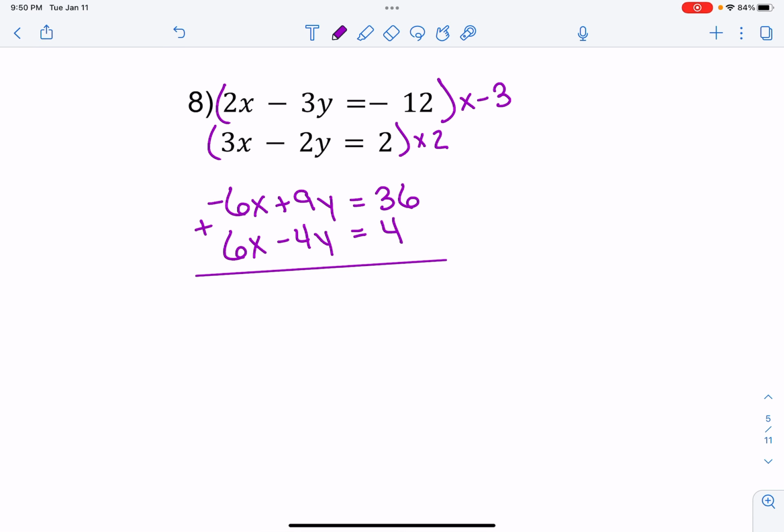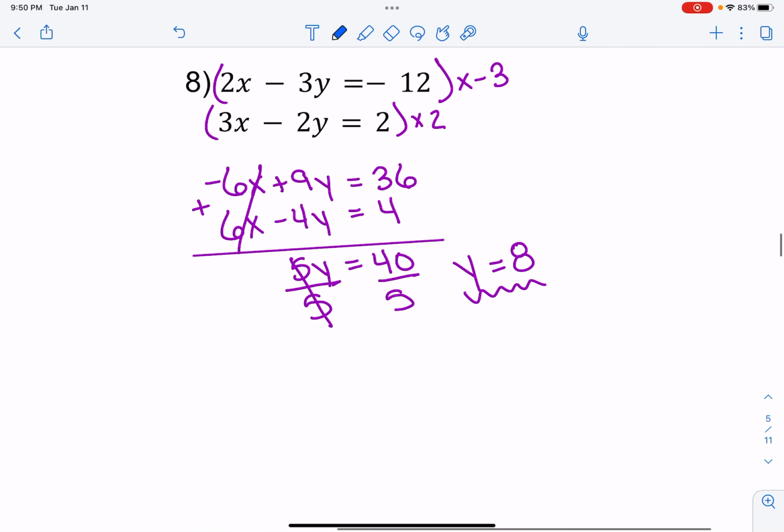We add our two equations together, negative 6x plus positive 6x, that goes away. 9y plus negative 4y is positive 5y. And then 36 plus 4 is 40. To get y by itself, we have to divide both sides by 5. And we end up with y equaling 8.